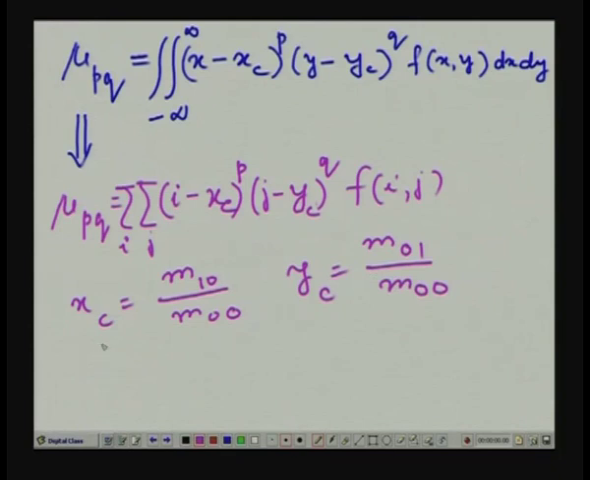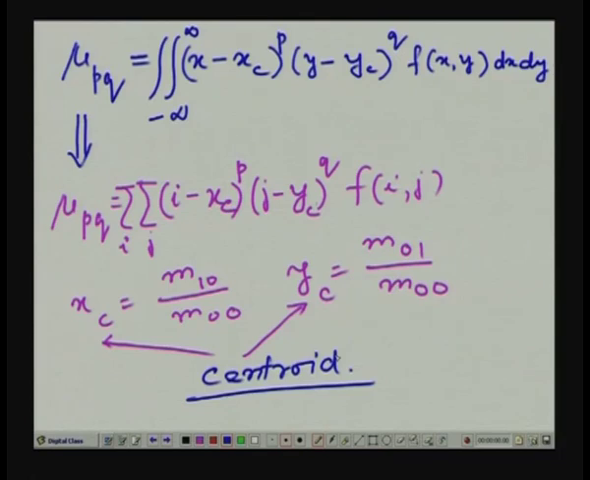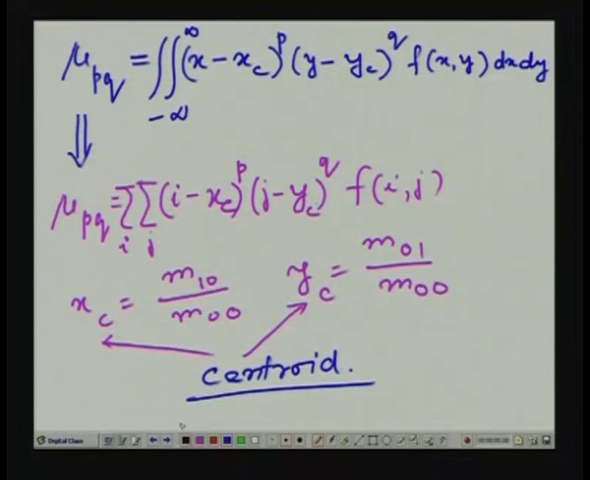So, you find that these two coordinates, x c and y c, specify nothing but the centroid of the region. That is why it is called the central moment, and once we have this central moment, it becomes translation invariant. But you find that these moments are not rotation and scale invariant. So, people have tried to find out the rotation and scale invariants from these moments.